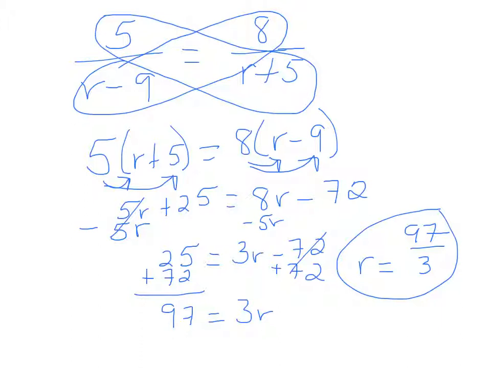One way that I could check my answer is to go back into the original equation, which is up here, and take my answer of 97 thirds, plug it in, and see if I get a true statement. That's going to be a little bit of grossness there. I'm not going to try to do that right now, so that's fine. So I'm just kind of double checking.